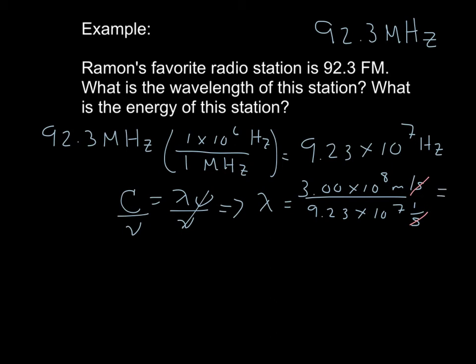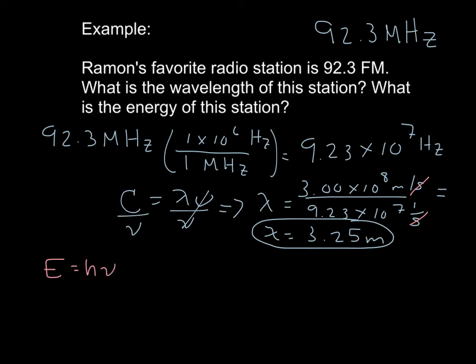Our final answer here is that lambda is equal to 3.25 meters. This takes care of the first question. The second question asks us what the energy is of the radio wave for this station. So that requires us to use the other equation, E equals h nu. This is a simple plug and chug equation for us.